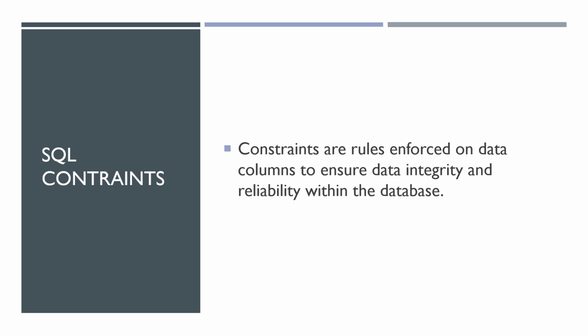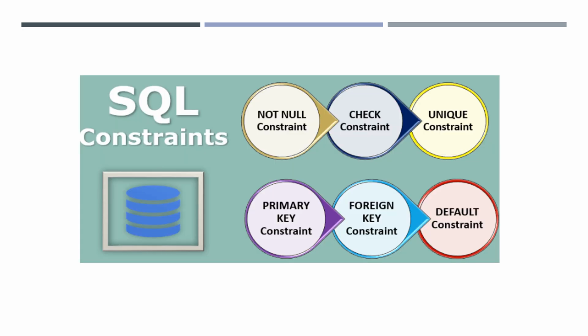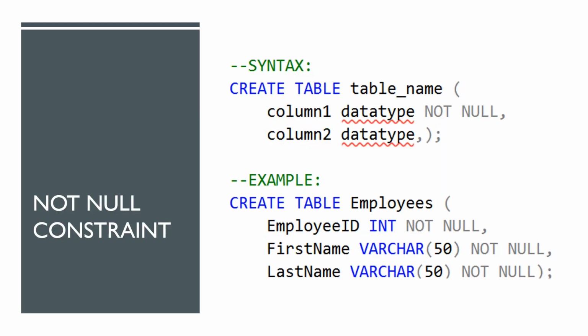Constraints are rules enforced on data columns to ensure data integrity and reliability within the database. And there are different types of constraints, which are not null, unique, primary key, foreign key, check, and default. Let's start with the not null constraint.